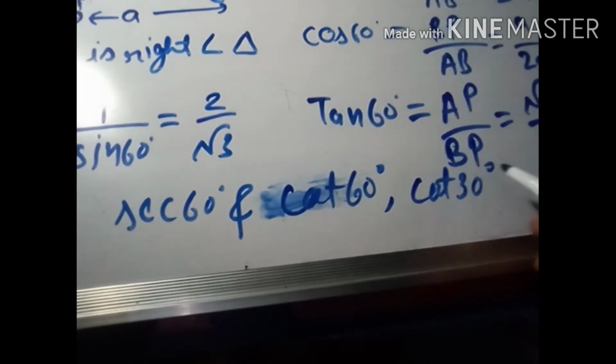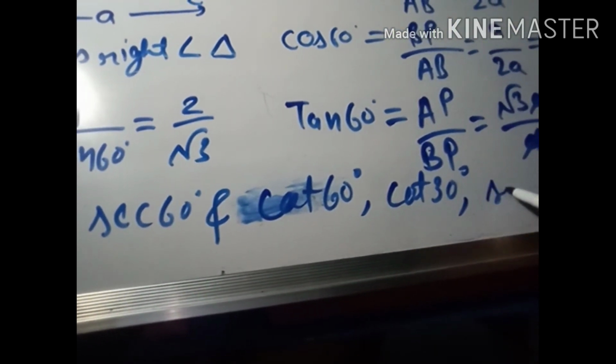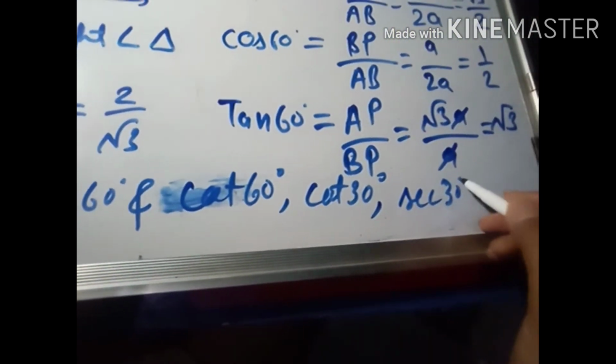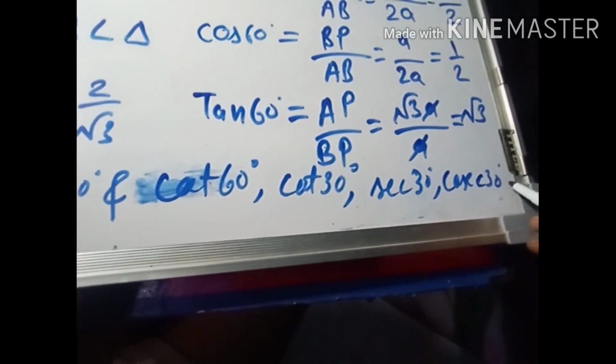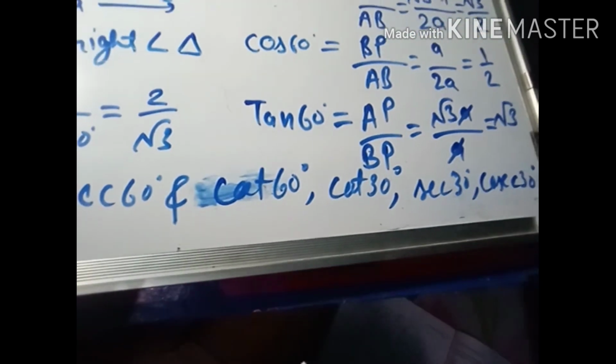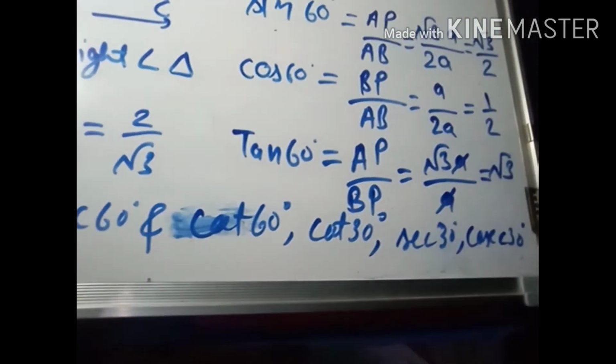Cot 30 degree. These are the homework I am writing here: sec 30 degree and one more, cosec 30 degree. These angles you will try to calculate in your notebook and post your answer in the comment section.